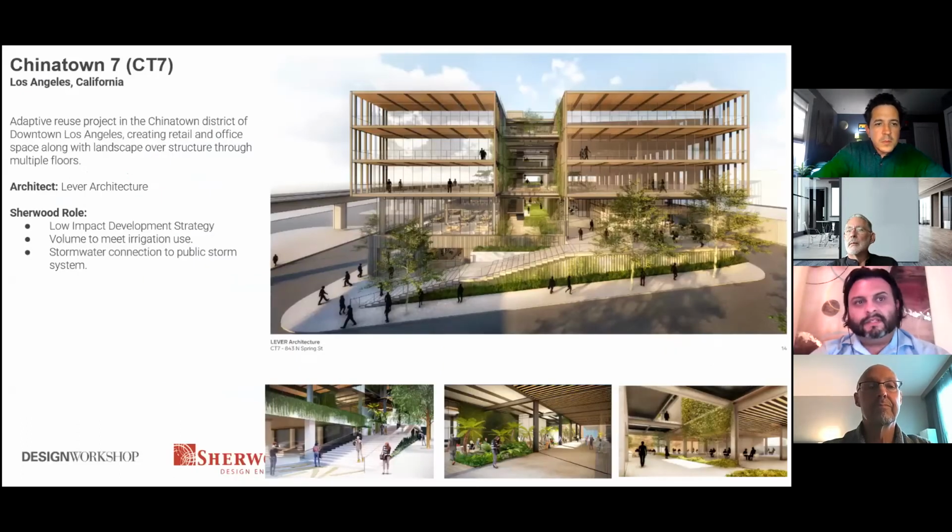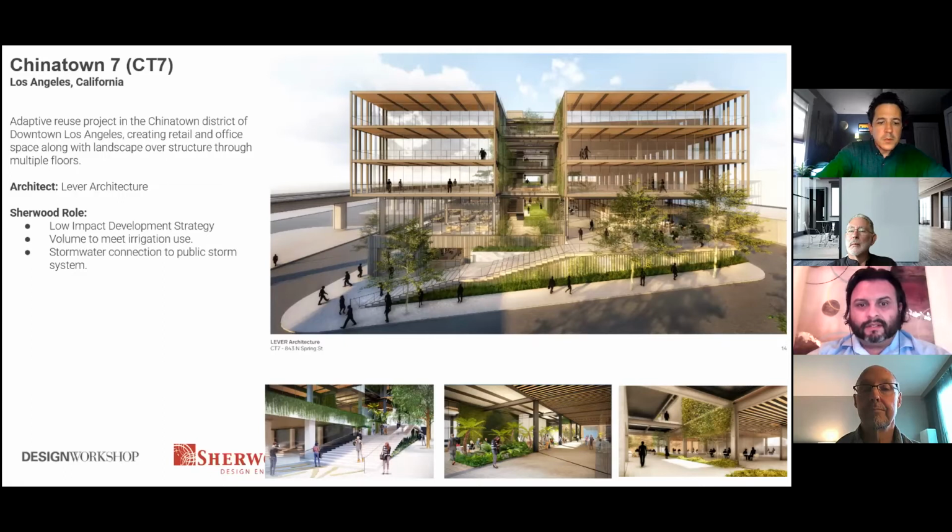One of them is Chinatown 7, which was an adaptive reuse project in the Chinatown district of downtown Los Angeles, basically creating retail and office space along with landscapeable structure through multiple floors. You can see what a substantial grade differential.